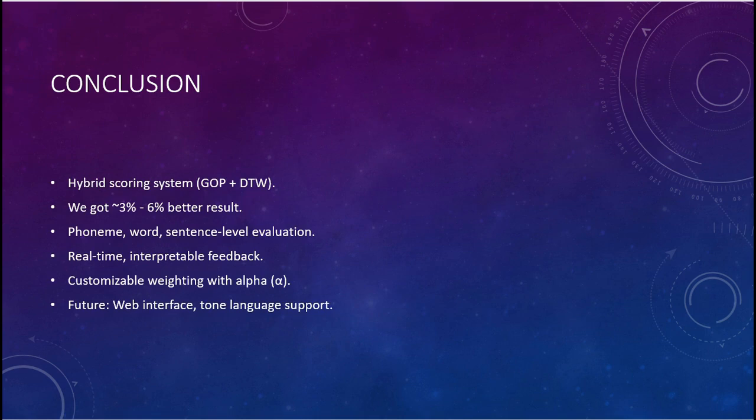So to conclude, we have developed a hybrid pronunciation scoring system that uses both GOP for articulation and DTW for fluency. The improved GOP technique outperforms the traditional approach by around 3% to 6%. It evaluates pronunciation on phoneme, word and sentence level. One key feature is real-time feedback with explainable results, something that learners can truly benefit from. The system also allows tuning of alpha to balance fluency and accuracy based on your usual goals. In future, this can be extended to tonal languages and developed as a web tool.